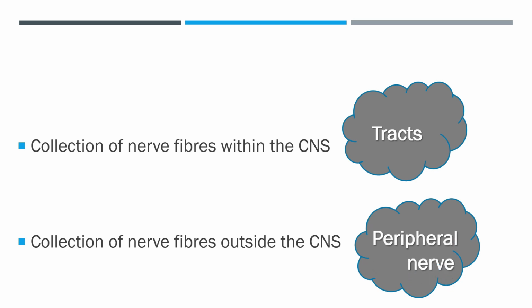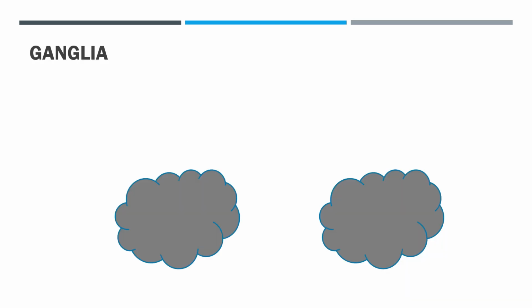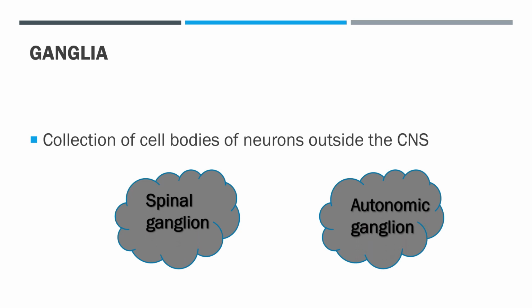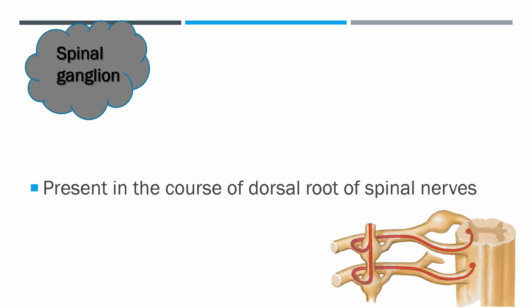So that is what we saw in the last class. We learned it's simply bundles of axons in the peripheral nervous system. That is peripheral nerve, and the same collection of nerve fibers within the central nervous system are called tracts. Okay, so today our topic is ganglia. So what is ganglia? It is the collection of cell bodies of the neurons outside the central nervous system. And there are two types of ganglia, that is spinal ganglia and autonomic ganglia. So first we'll study the spinal ganglia.